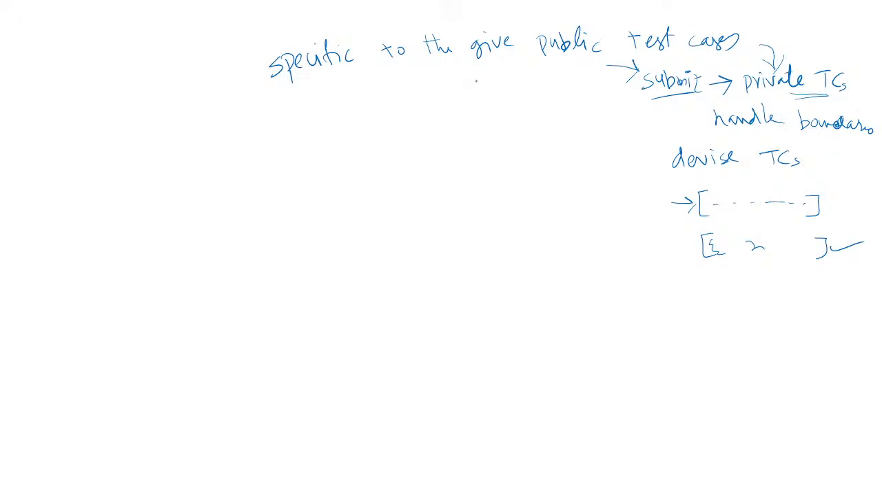At least 50% test cases, if it is passing, still it is considered. But if zero test cases, then your code is not considered. So all that matters is how many private test cases your code is passing. That is very, very important. So that's why you should devise some of your own test cases.